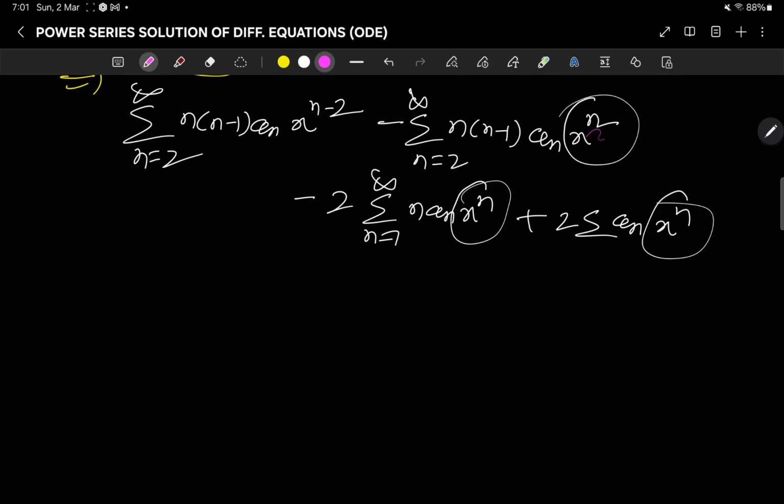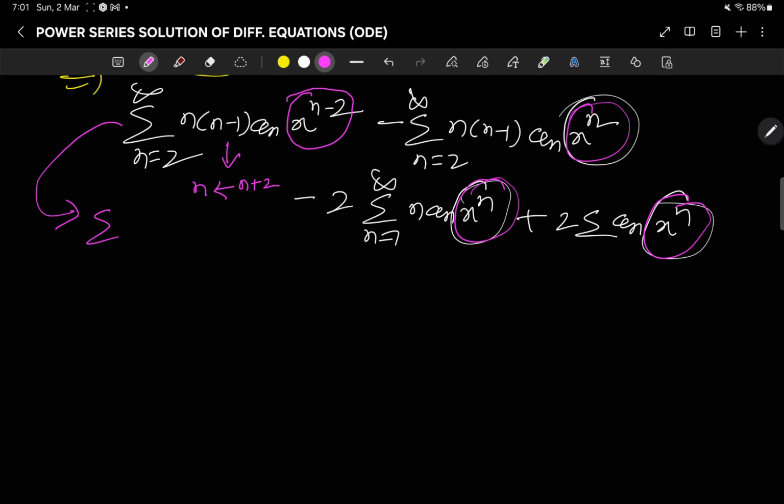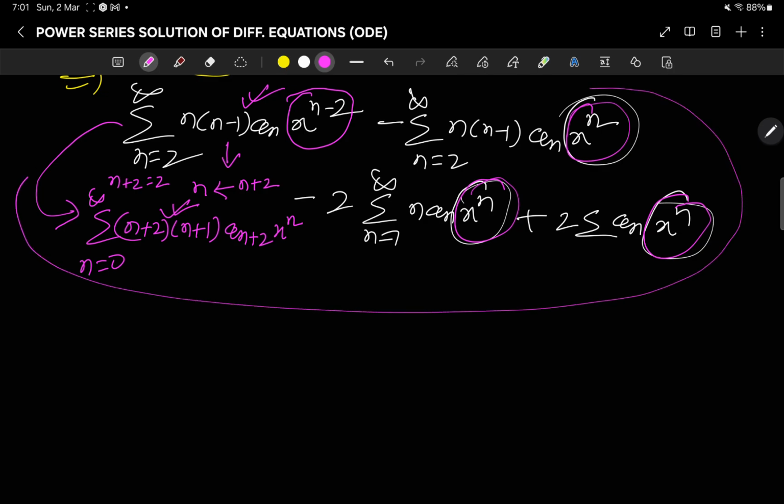So now I see this is the power x to the power n, this is x to the power n, this is x to the power n. If I want to make it x to the power n, I need to replace n by n plus 2 here. Then what will I get? Then this will be converted to n plus 2 equal to 2, meaning n is equal to 0, so n is equal to 0 to infinity, n plus 2 into n plus 1 an plus 2 x to the power n. Now this term is converted to this term, and I collect this term together.